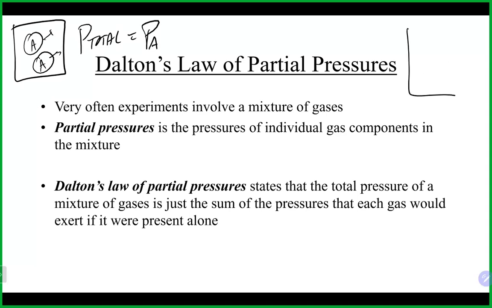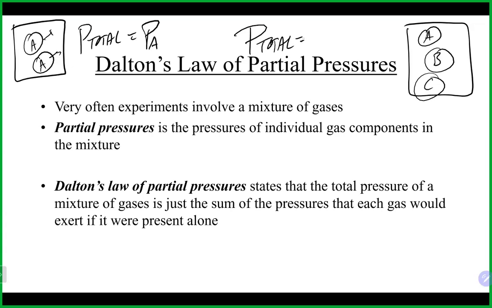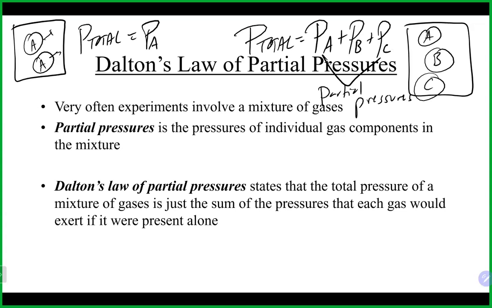Now, if we had a mixture of gases, which is very common as well, we have different gases together, A, B, and C there. As those guys are flying around and causing collisions, the total pressure of that mixture of gases is actually the pressure of A gas plus the pressure of B gas plus the pressure of the C gas that's flying around. These are what are referred to as partial pressures because when you add them together, you get the total pressure. They each contribute partially to the total pressure of that mixture.